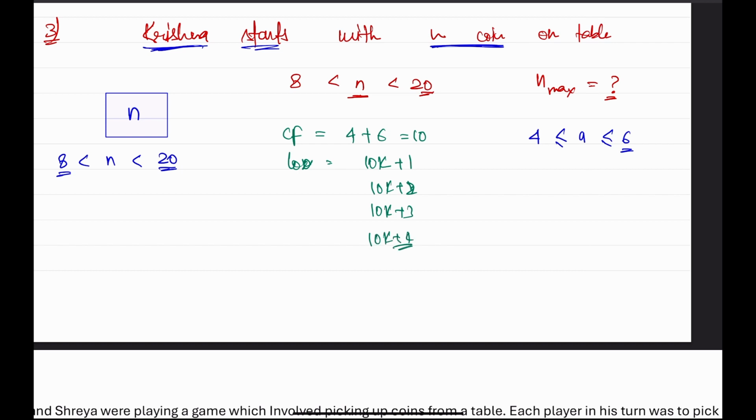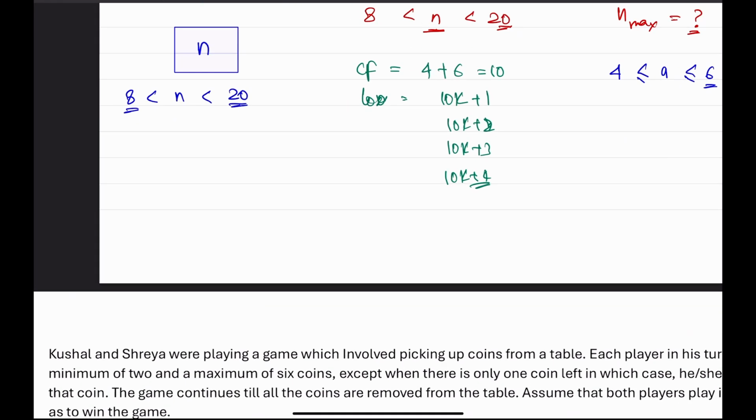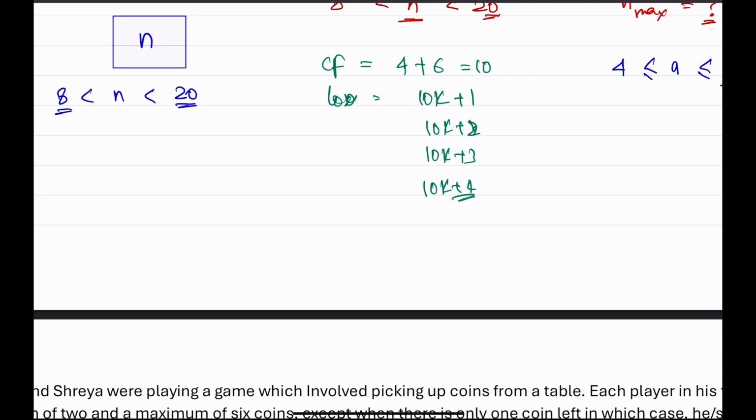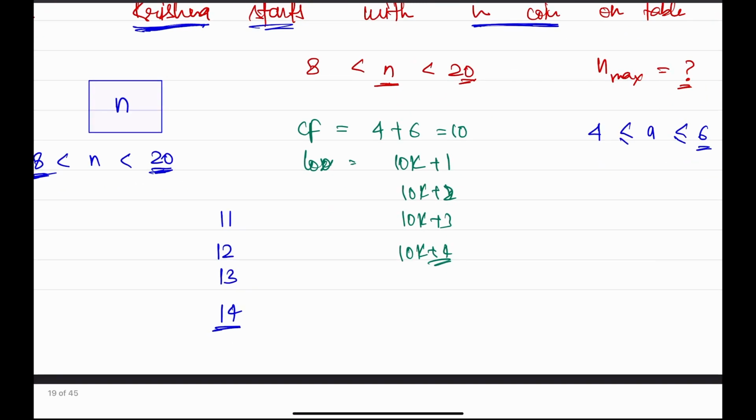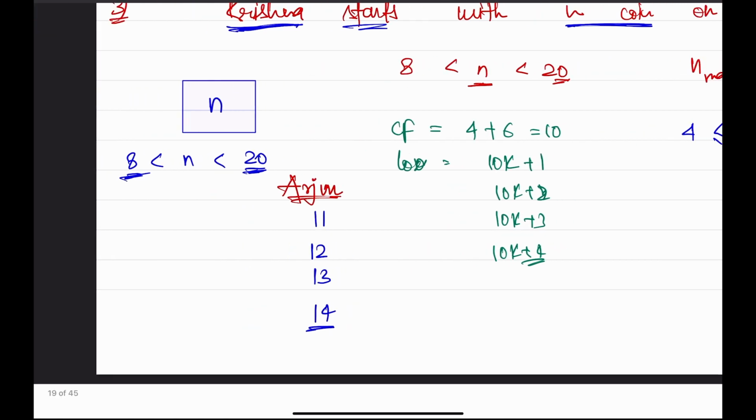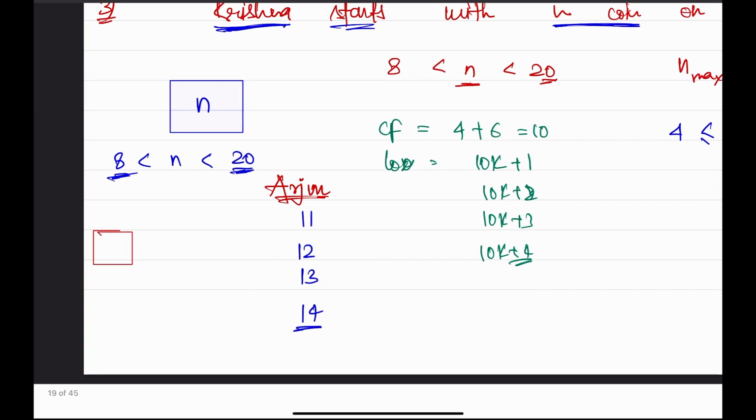So the thing is, Krishna starts the game, and of course Krishna wants to win. Krishna definitely wants to win the game. So if Krishna starts the game, then what could the losing series near to this value be? It could be 11, 12, 13, or 14. So Krishna wants Arjun to have these numbers. Here we don't know how many are here, and it's the chance of Krishna.